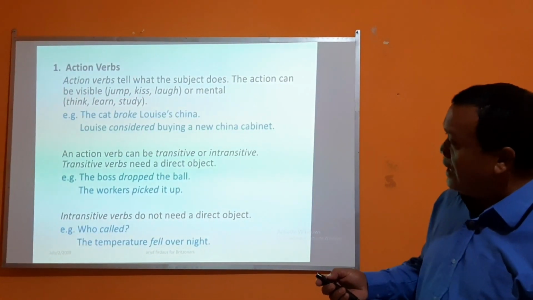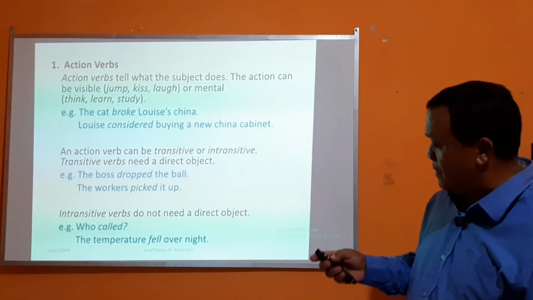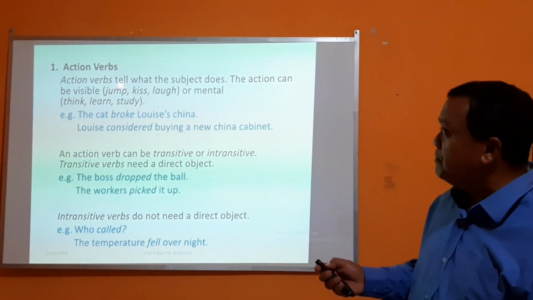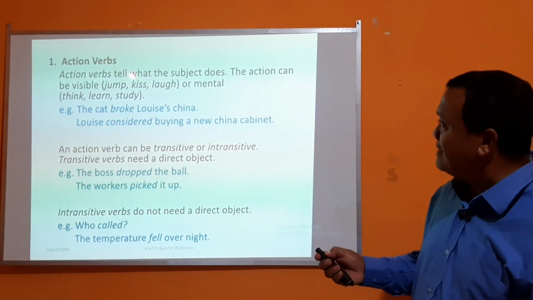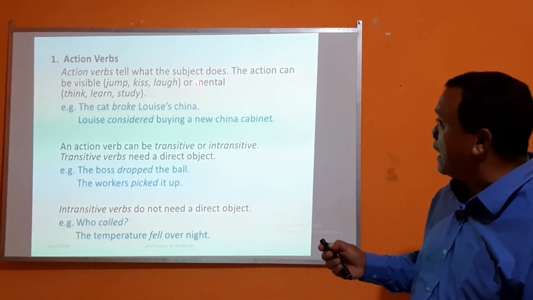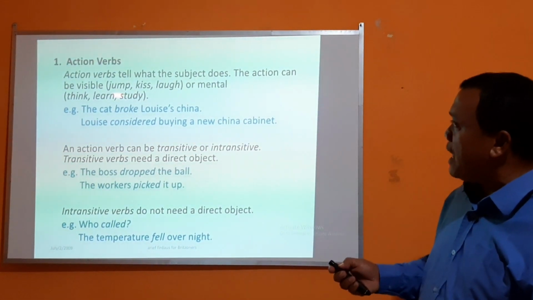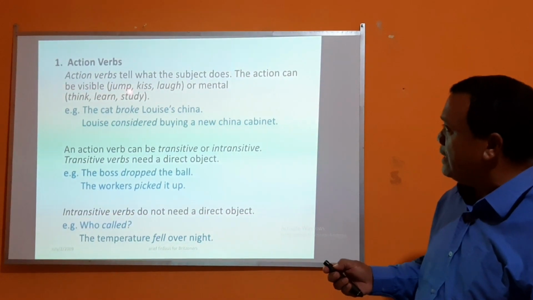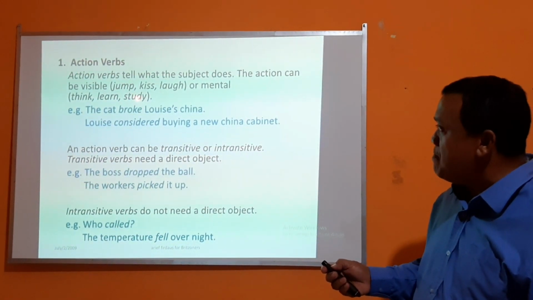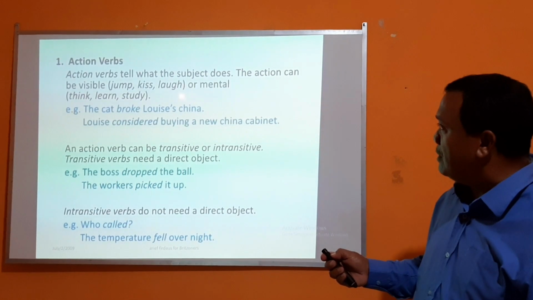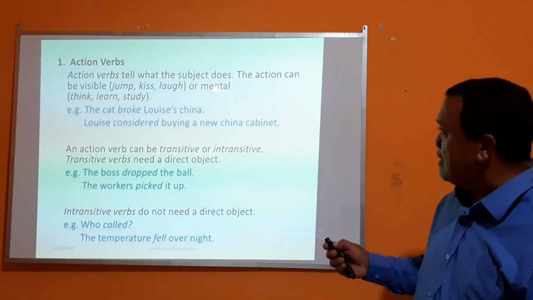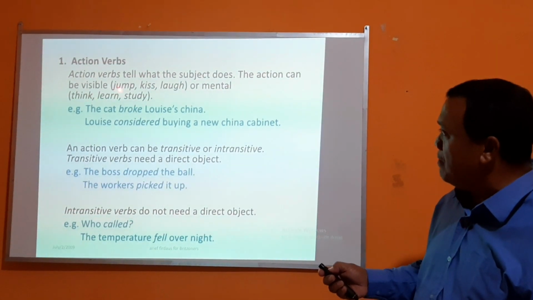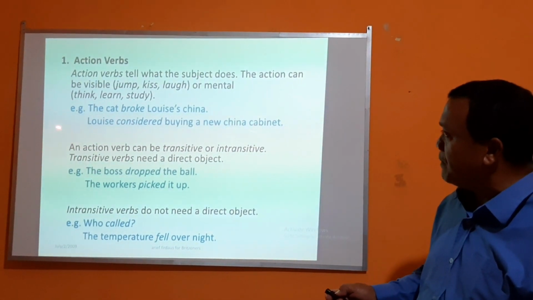And then, let's talk about action verb. Action verb tell what the subject does. Mengatakan apa yang dilakukan subjek, pelaku. The action can be visible, bisa dilihat. For example, jump, kiss, laugh, or mental. Think, learn, study. Secara mental, berpikir, belajar, dan mempelajari.